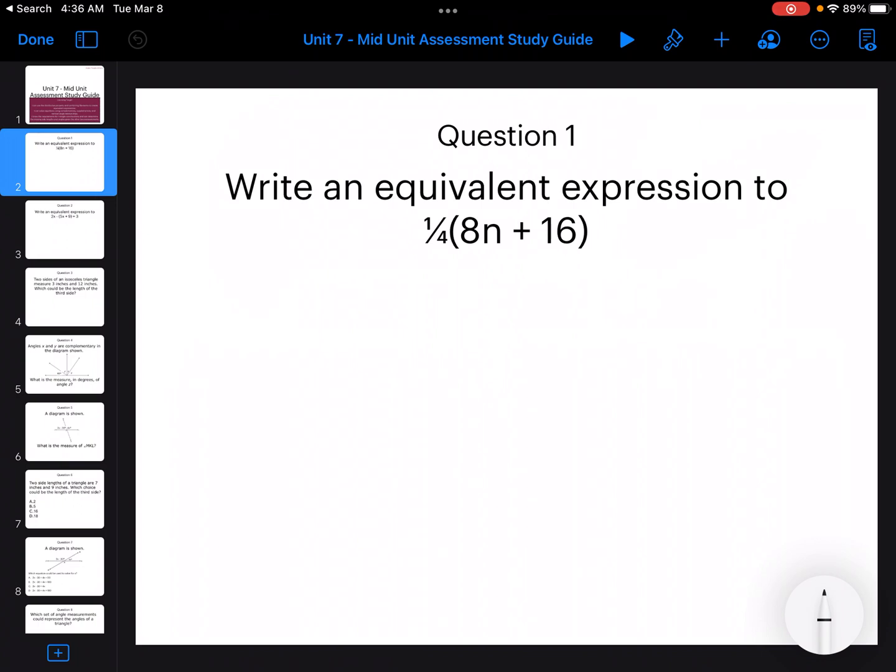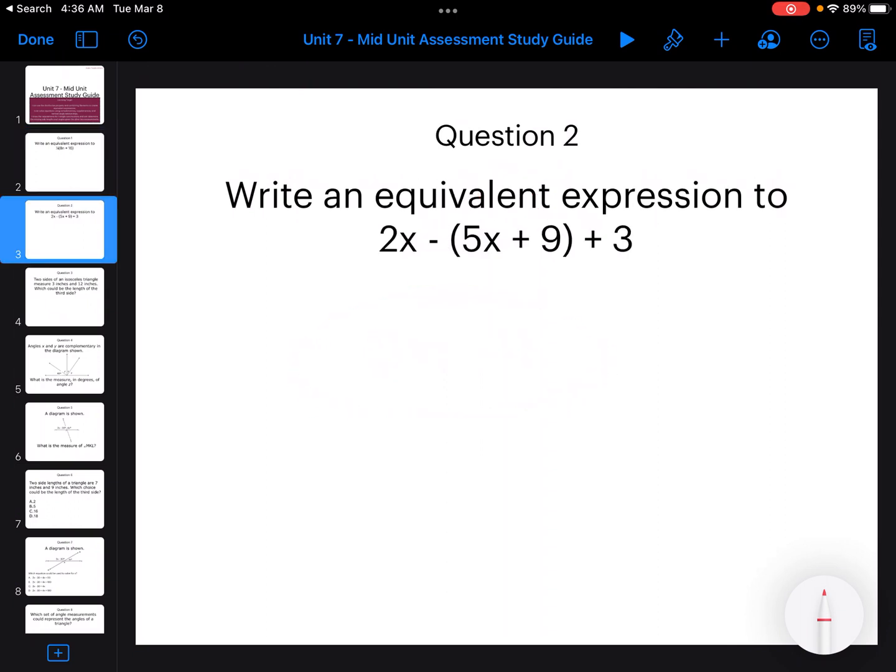So they want you to write an equivalent expression. So this is the distributive property. You're going to take the number on the outside, multiply it by everything on the inside. So 8 divided by 4 is 2. Bring the n along for the ride. 16 divided by 4 is 4, so plus 4.